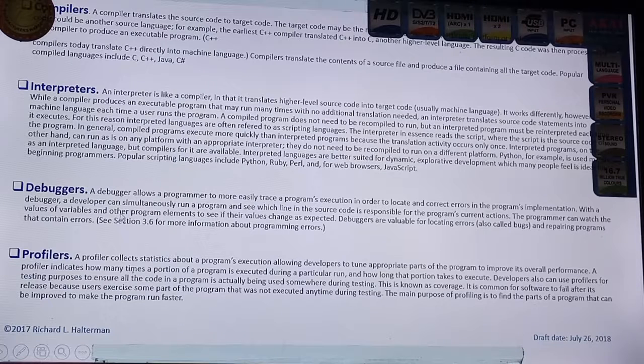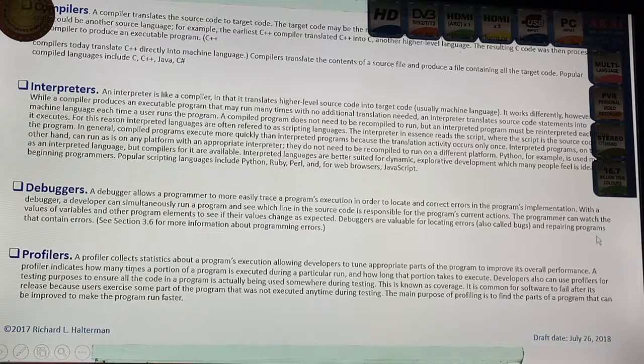With a debugger, a developer can simultaneously run a program and see which line in the source code is responsible for the program's current action. So that's the help of the debugger. It helps you, the developer, to simultaneously run a program and see which line in the source code that you are writing is responsible for the program's current action or current error.